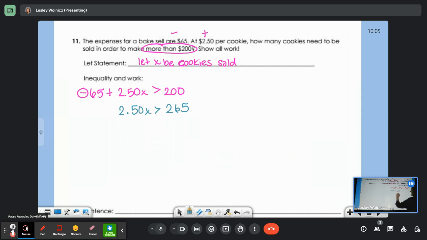Divide by 2.5 and I get x is greater than 106. So, is 106 cookies going to get us over $200? Does it say equal to 106 or does it say more than? So really, unless we're selling half of a cookie, we're going to probably want to sell like 107. Does that make sense? 107 or more?